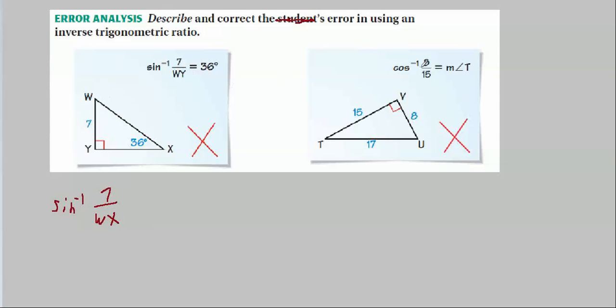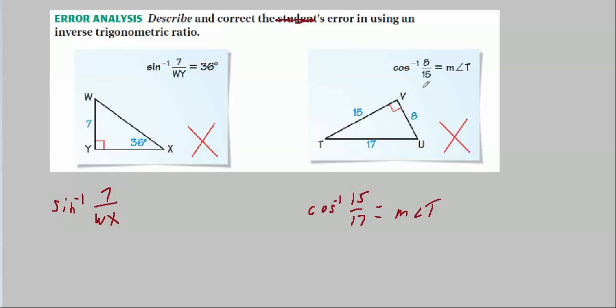What about this one? Again, we have t here. What's the cosine of t? Adjacent over hypotenuse. So that's 15 over 17. That would be the cosine of this angle. So if we want this angle, we have to take the inverse cosine. And that'll be the measure of angle t. Well, what did he write here? 8 over 15. Well, that's the tangent.